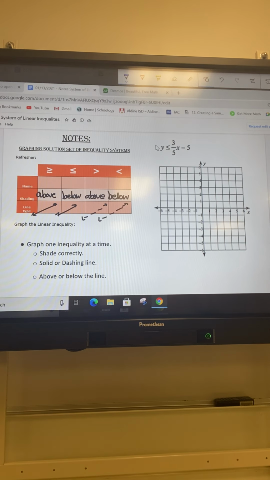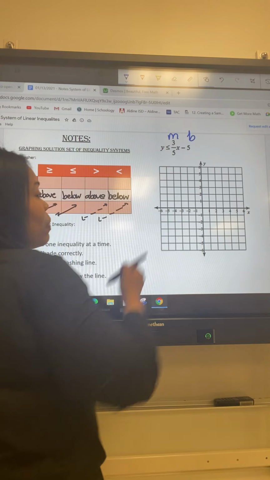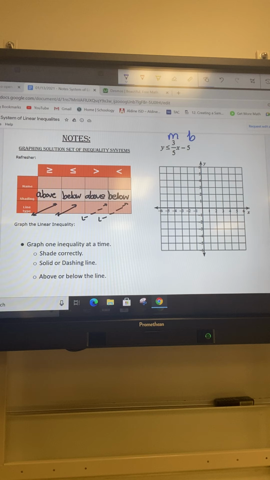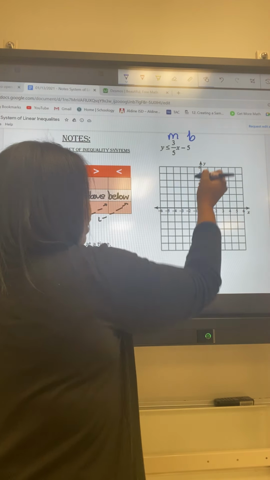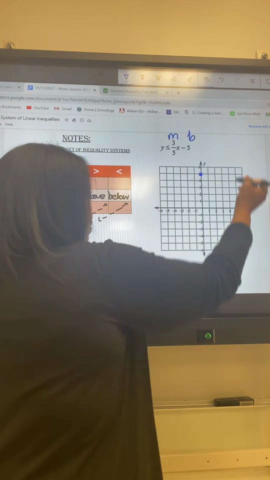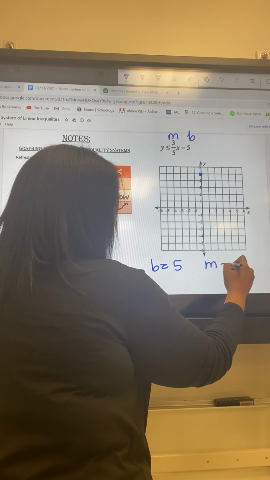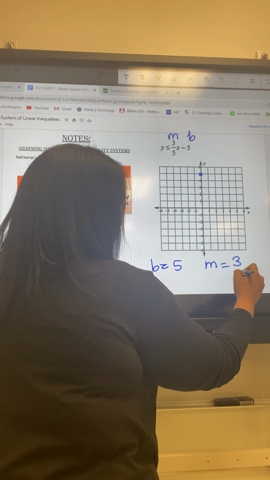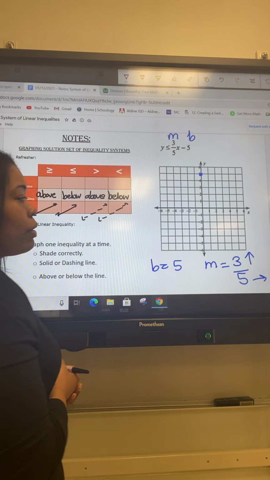So we need to make sure that we have our slope and our y-intercept. All right? So if we take a look at this, remember this is y equals mx plus b. So we have our m and our b. So to graph this, we're going to start by putting a point at -5 on the y-axis because that's our b value. And then our slope is 3/5. So we're going to rise 3 and run 5.